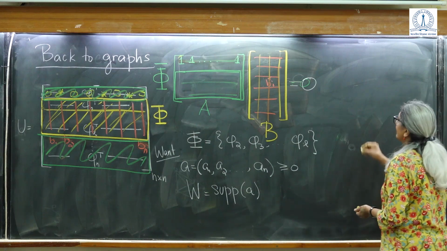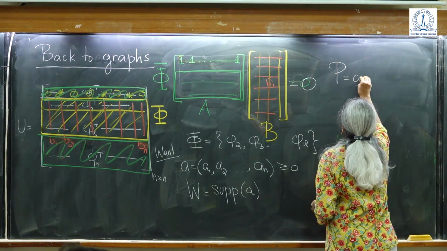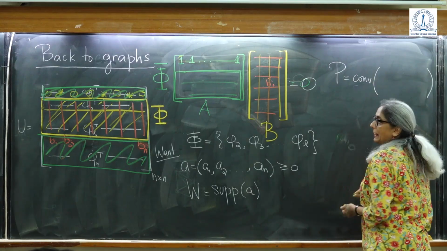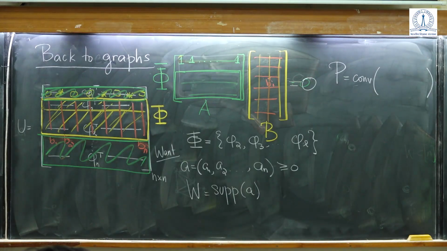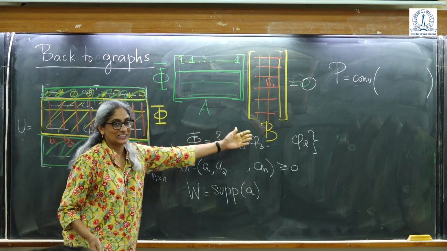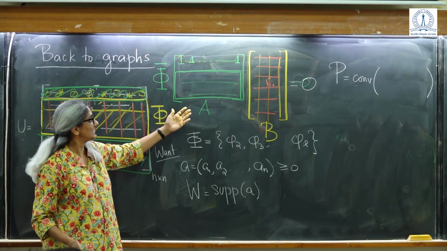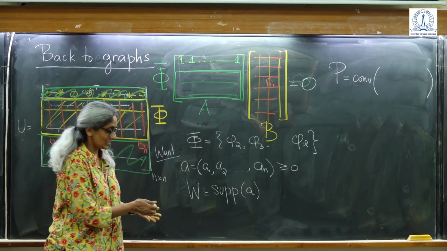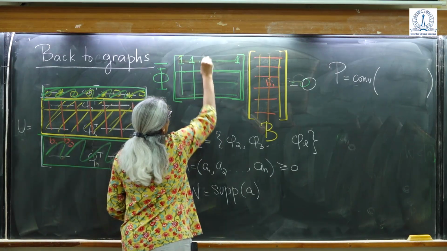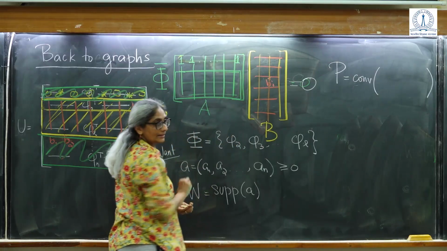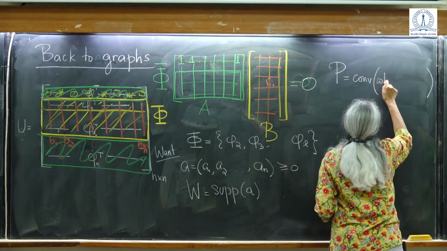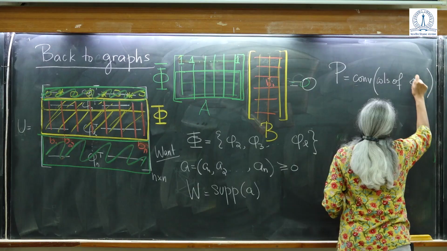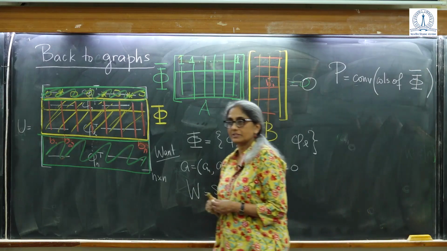So the polytope we want is the convex hull of the columns. Yeah, so we have notation here. Columns of A, right? So we want to convexify these columns. Do you agree? So the polytope is going to be the convex hull of the columns of phi bar. Okay? So I take the columns.